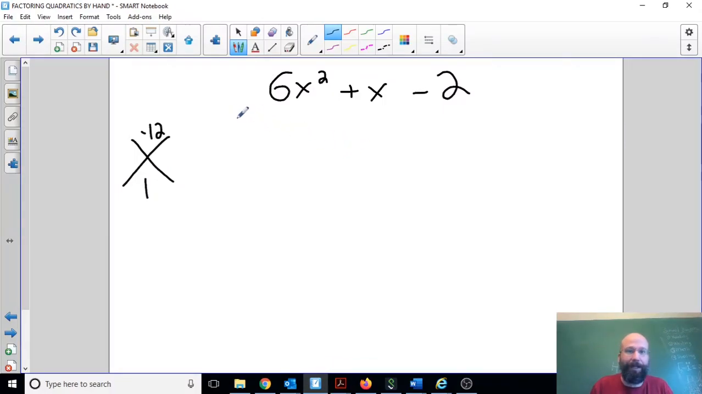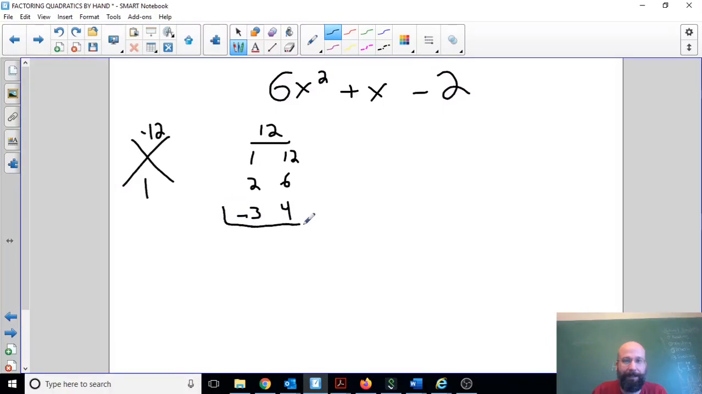So I need two numbers that multiply to negative 12, but that add to positive 1. So we're going to find all of our factors of 12. We're not going to worry about the negative yet, but all of our factors of 12. We have 1 times 12, 2 times 6, and 3 times 4. So we know that one of these is negative because it's negative 12, but they add to 1. So right away we should understand that it's got to be 3 and 4. And since this is positive, our bigger number has to be positive. So it has to be a negative 3 and a positive 4.